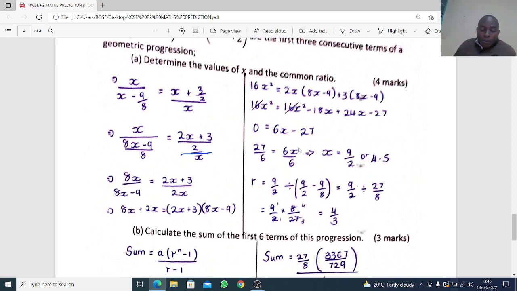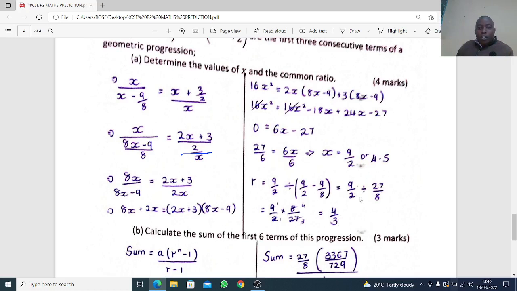So the common ratio, remember we said it is this over this. So 9 over 2 divided by 9 over 2 minus 9 over 8. 9 over 2 minus 9 over 8, you get 27 over 8, divided by that. So it is 9 over 2 times the reciprocal, 8 over 27, which gives you 4 over 3. That is the common ratio.